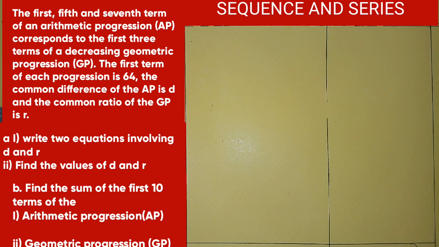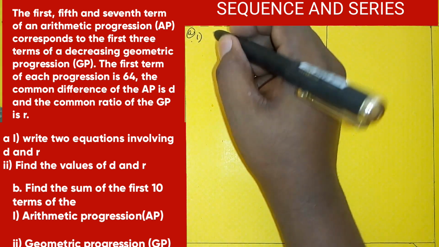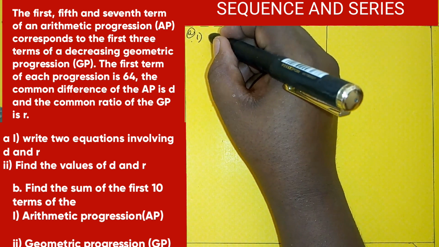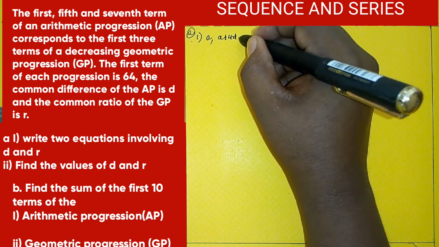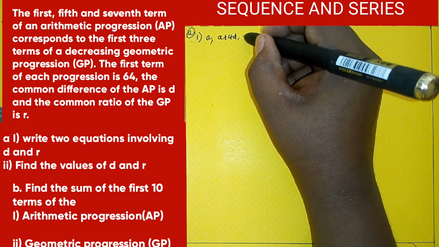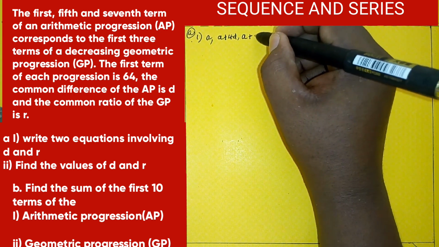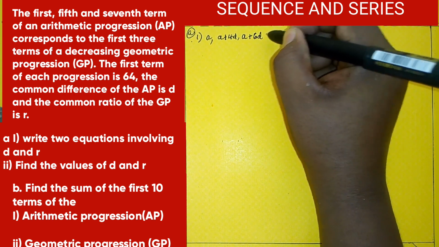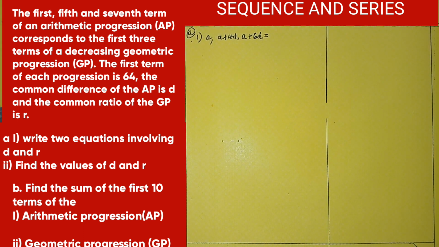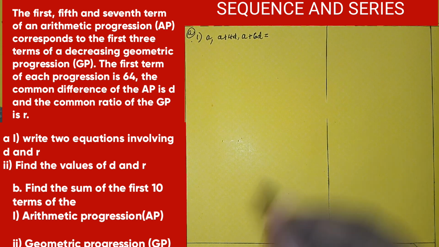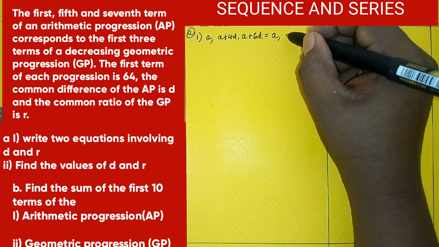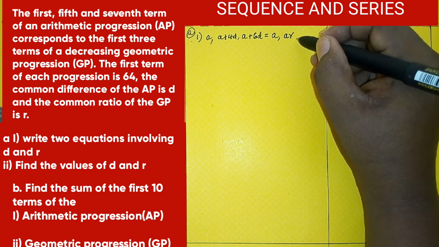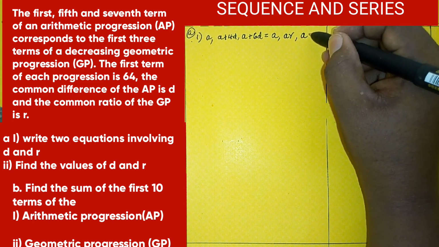involving D and R. So we are told the first term of an AP is A, the fifth term of an AP will be A plus 4D, and the seventh term of an AP will be A plus 6D. This corresponds to the first three consecutive terms of a decreasing GP. So the first term of a GP is also A. The second term of a GP will be AR, and the third term of a GP will be AR squared.